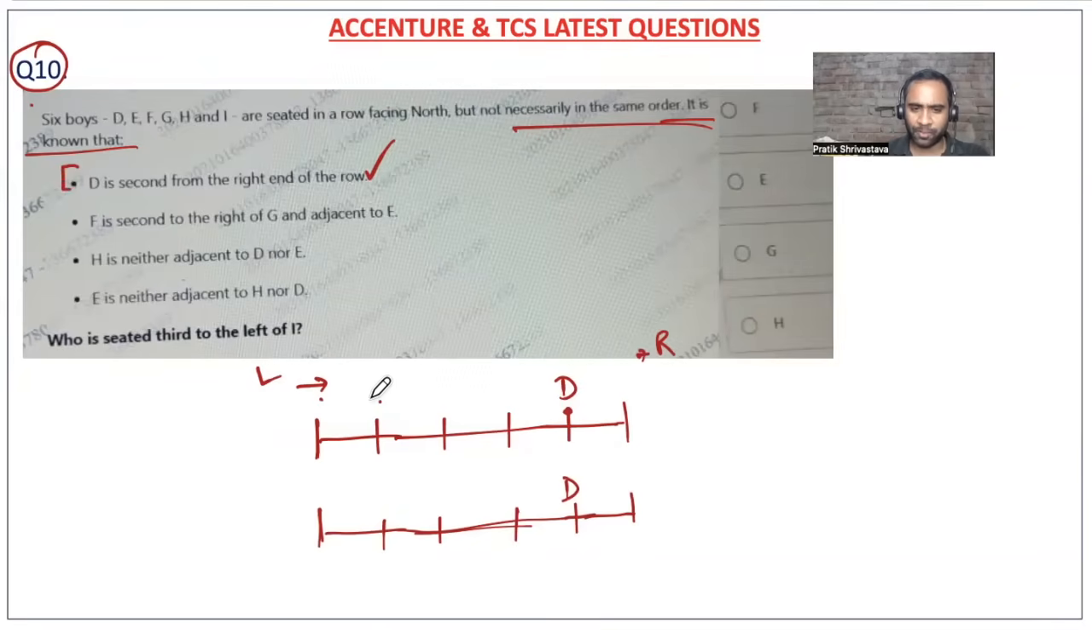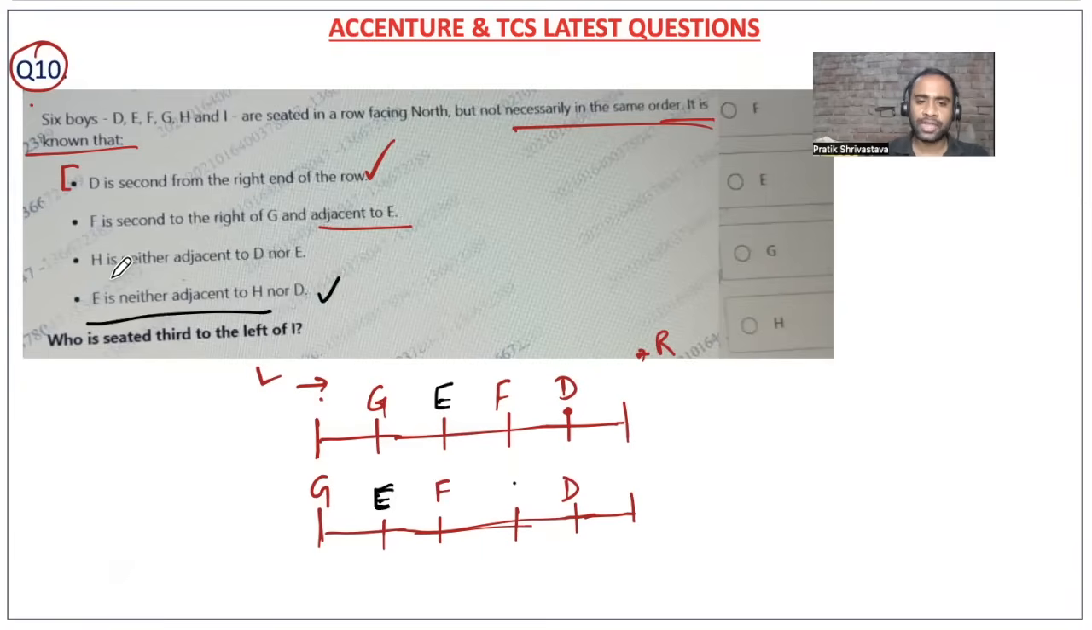So let me find the possibility. F is second to the right of G. This is one place, and then the second possibility is this one. F is second right of G and adjacent to E. So in this diagram we can place E here. In this diagram we have two choices where E can be placed, but they're telling E is not near H nor D. So E cannot be placed here. In the second diagram I will place E here.